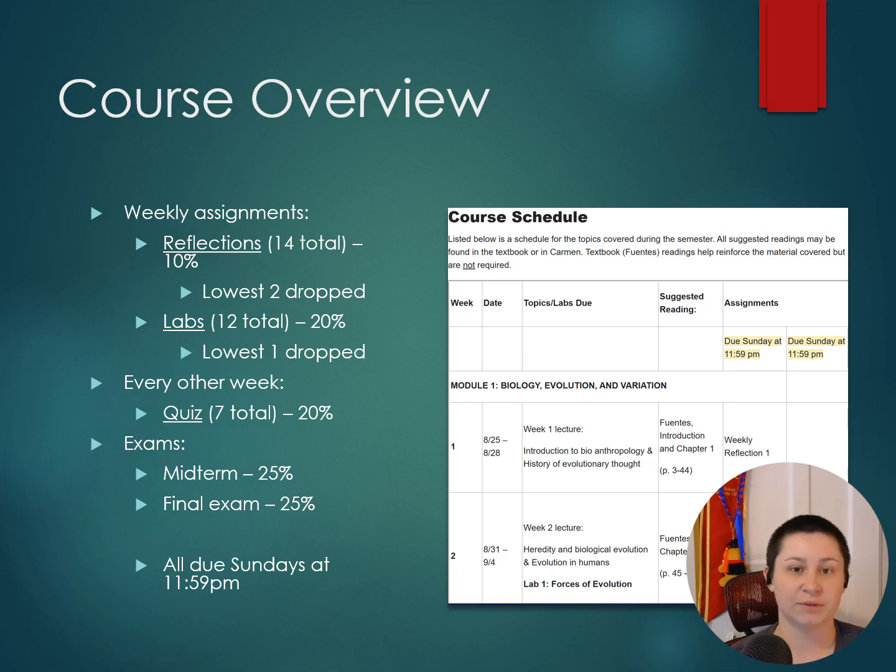Then there are 2 exams. There's a midterm and a final exam. Both of those are multiple choice, and they are each worth 25% of your grade. So all of these assignments, quizzes, and exams are going to be due by Sunday at midnight of whatever week that they happen to be due.